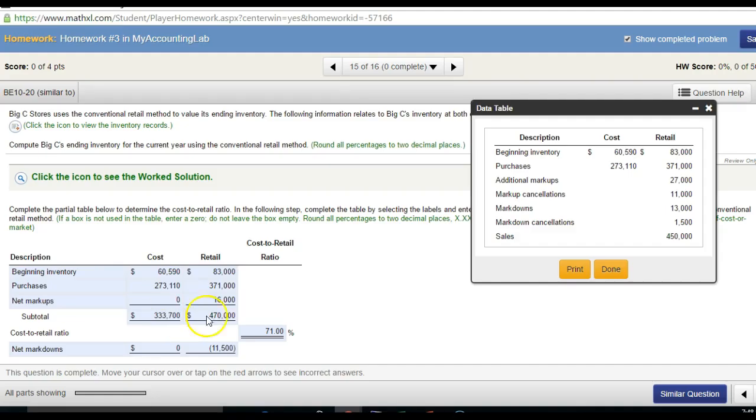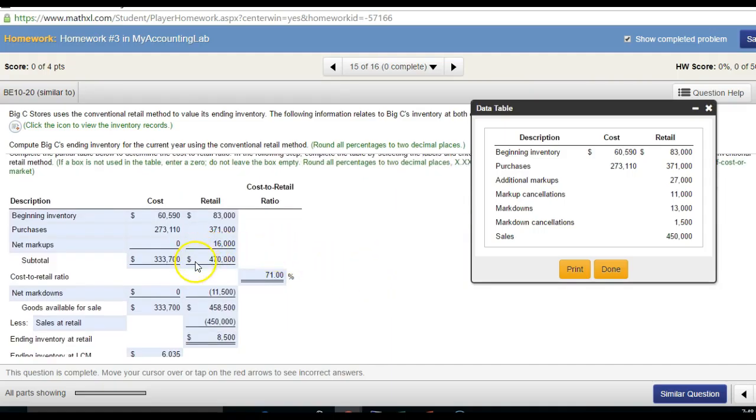Simply add them up, and your cost is 71% of retail. So 71% of your retail sale is cost. Then you subtract your net markdown. You had markdowns of $13,000, but you canceled $1,500. You wrote down the retail to get to $333,700 for cost of goods available and $458,500 at retail.